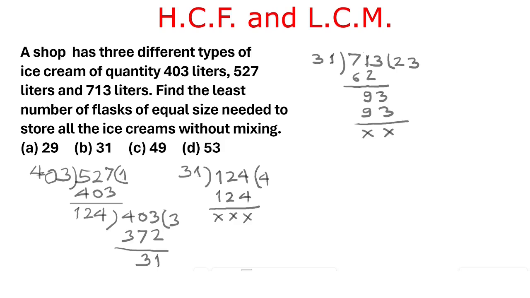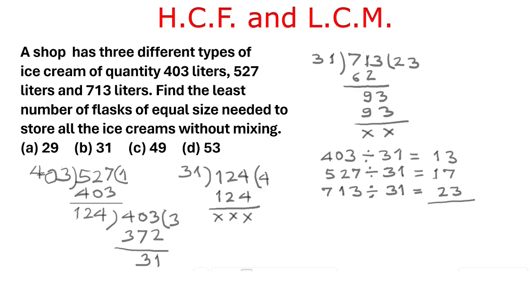Now we have to find the number of flasks. 31 is the capacity of each flask. 403 divided by 31 equal to 13. 527 divided by 31 is 17. 713 divided by 31 is 23. 13 plus 17 is 30 plus 23 is 53. So number of flasks equal to 53. And from the given options, our answer is option D, 53 flasks.